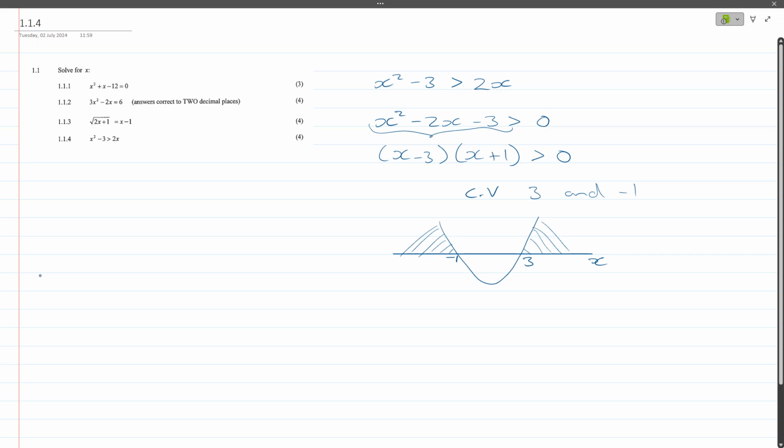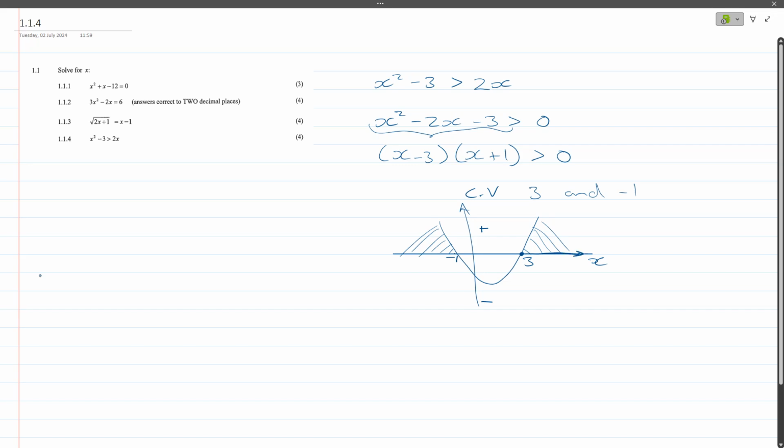Remember, this is the x-axis. Yes, you can put your y-axis if it helps you to draw it better, but it really does not give us any intuition besides telling us that positive is up here, negative is down here. So here we're looking for the positive, since we're looking for the region that is greater than 0, and we're looking for the x values that make this possible.